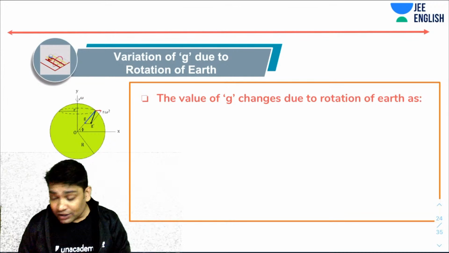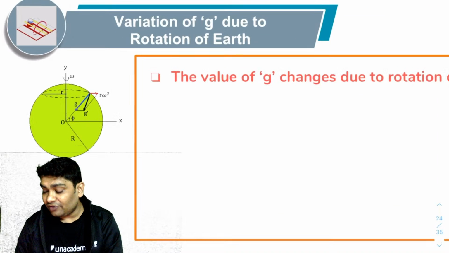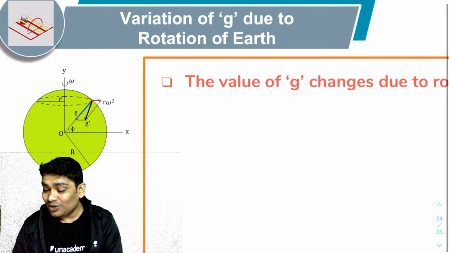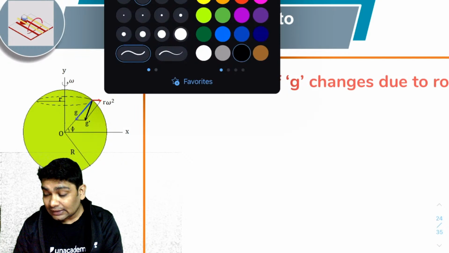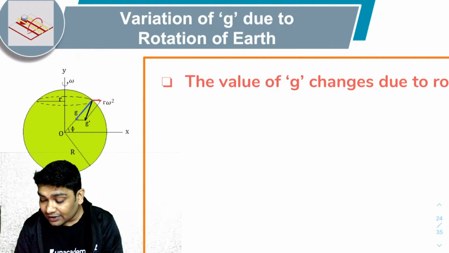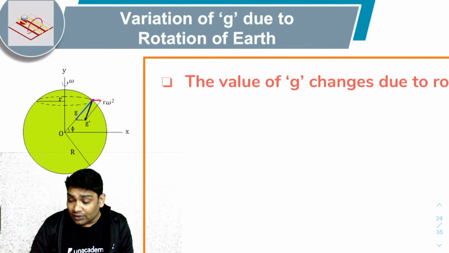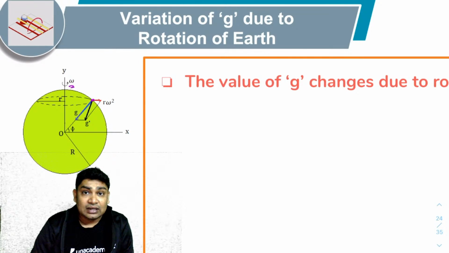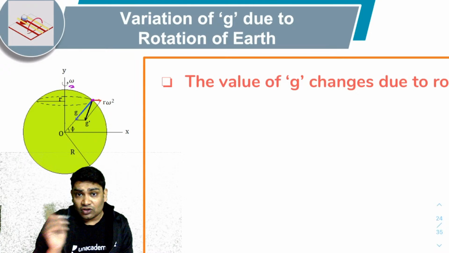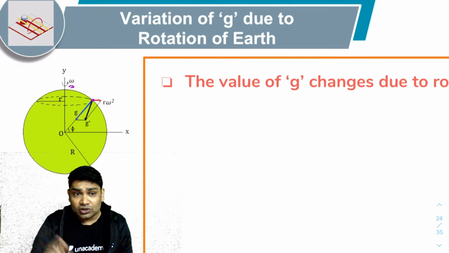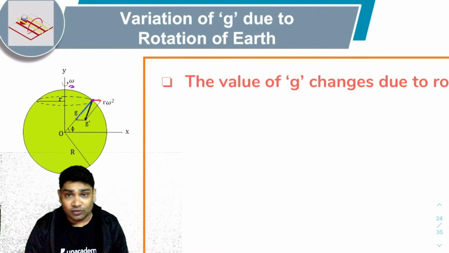Now, because of rotation of the earth, imagine anything kept here, that object would feel a centrifugal force. Any object kept over here is actually rotating with the omega of the Earth, and it is rotating in a radius of small r. So it will feel an outward force, which is the centrifugal force, right?